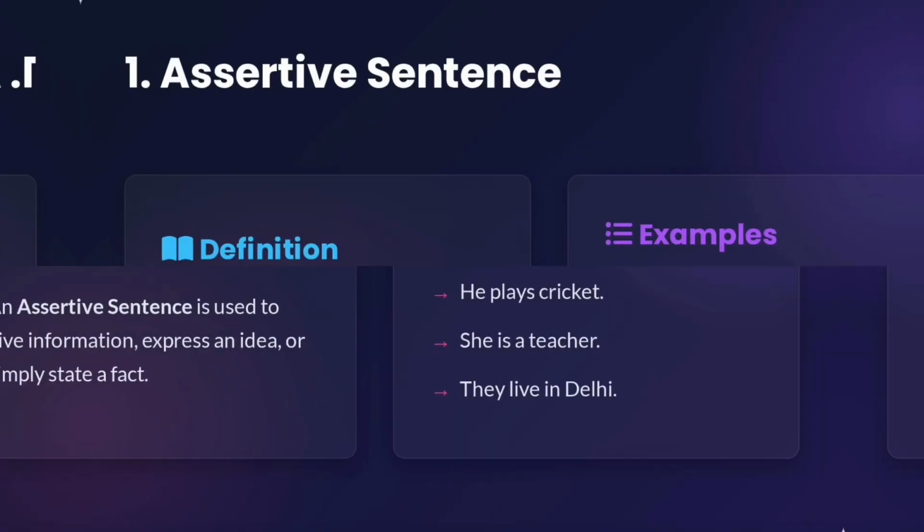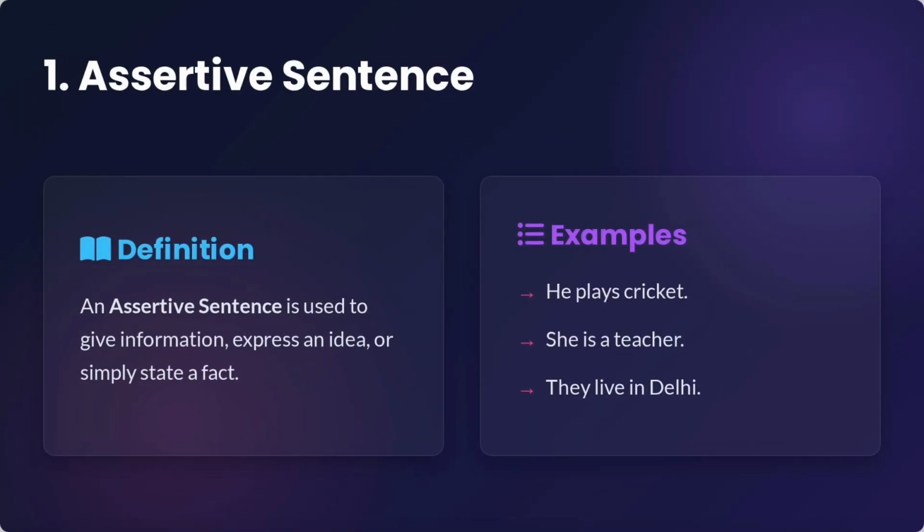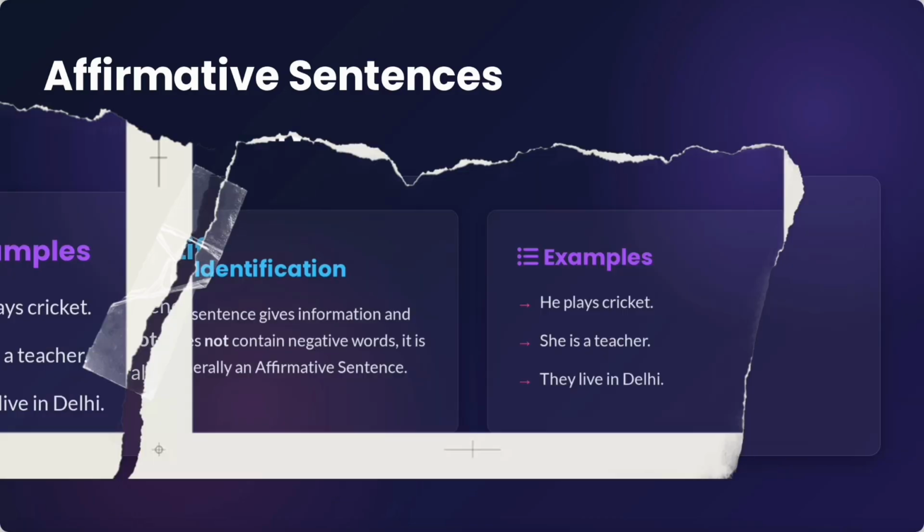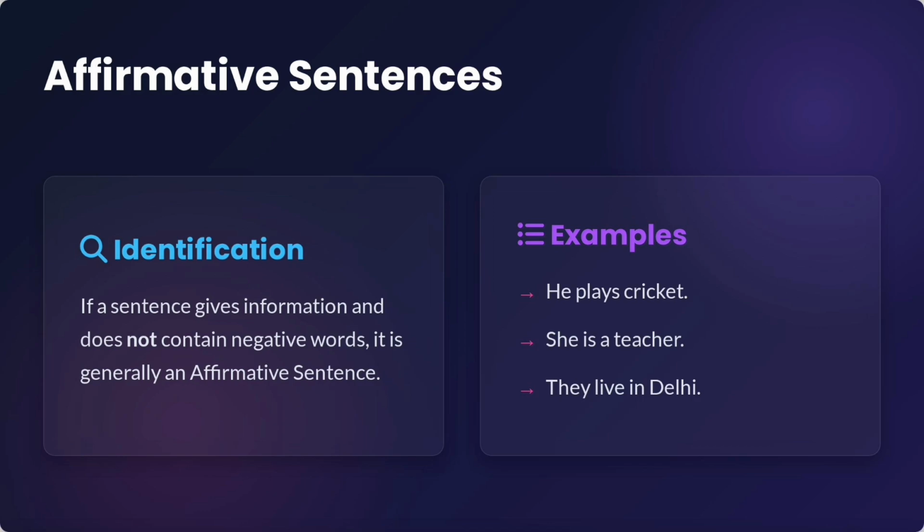Number one, assertive sentence. An assertive sentence gives information or states a fact. Example: he goes to school, he plays football, she is writing a letter. Assertive sentences are of two types. Number one, affirmative sentence. Number two, negative sentence. Number one, affirmative sentence. An affirmative sentence expresses a positive statement. For example, she lives in Delhi, they play cricket.